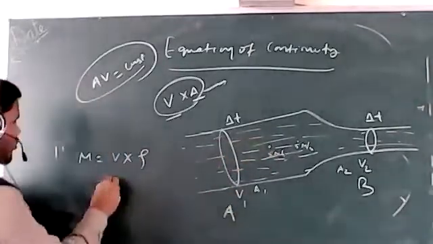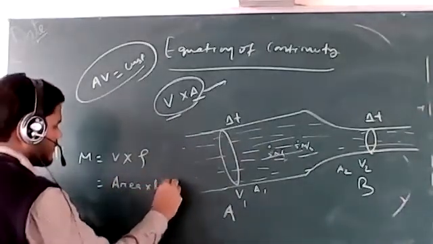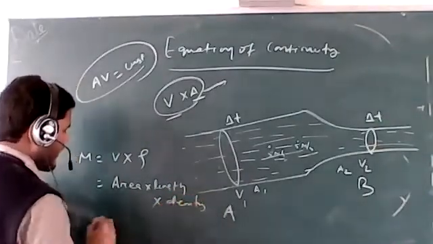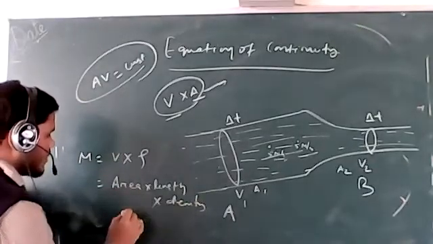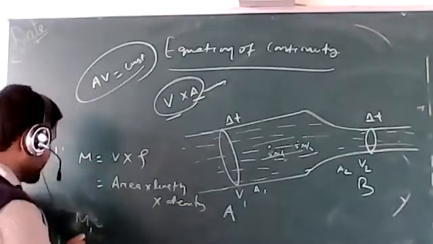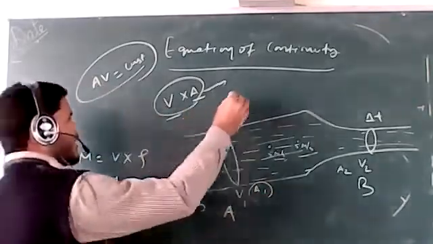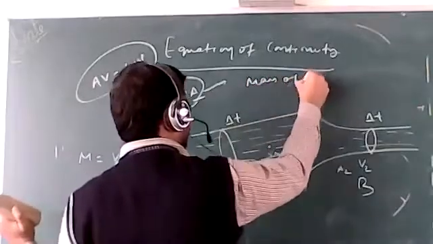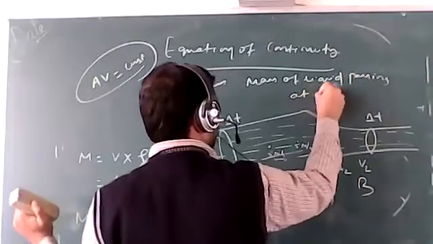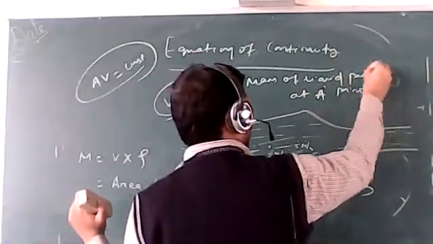Volume means area into length, so mass is area into length into density. Here we have considered M1. M1 means the mass of the liquid that is passing at a point.